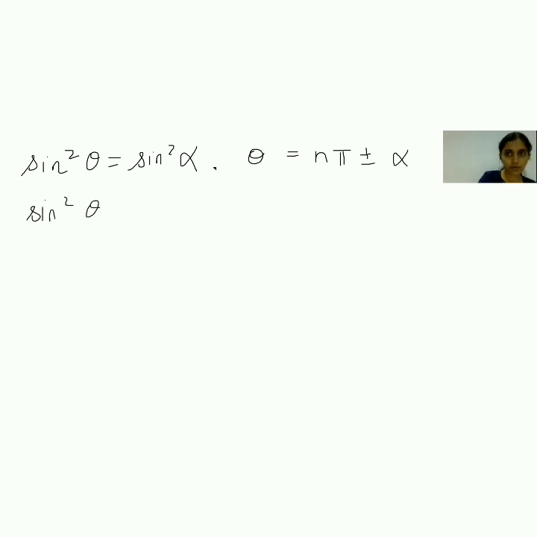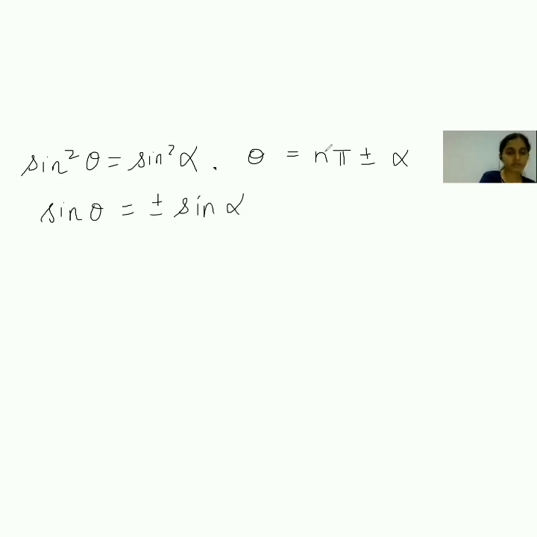The next generalized solution is for sine square theta. Now sine square theta is equal to sine square alpha. Okay, so what are the possible values for theta? It is n pi plus minus alpha. Now how do we get this? We can solve this as sine square theta, or rather we'll just take square roots on both sides. So we'll have sine theta is equal to plus minus sine alpha.